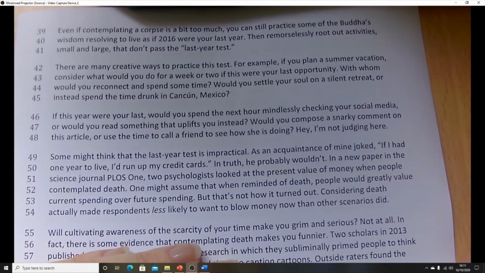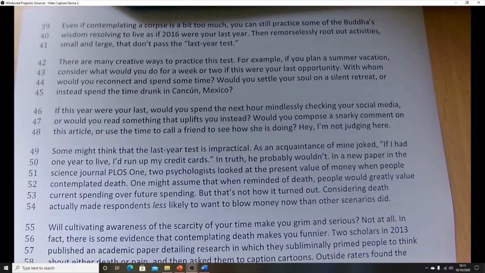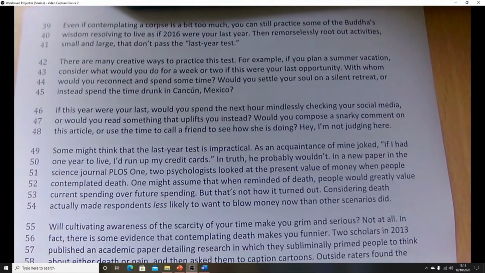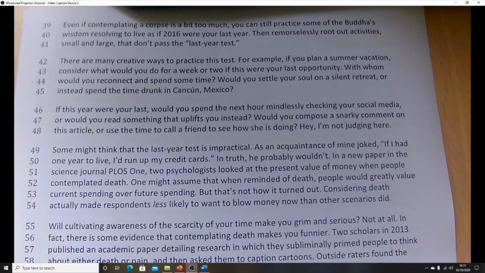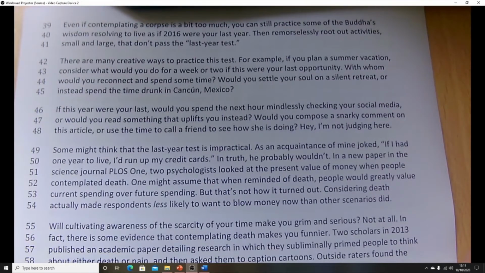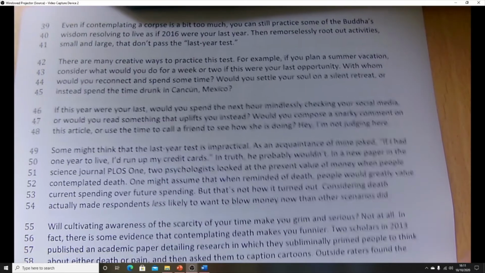If this year were your last, would you spend the next hour mindlessly checking your social media, or would you read something that uplifts you instead? Would you compose a snarky comment on this article, or use the time to call a friend to see how she is doing? Hey, I'm not judging here.